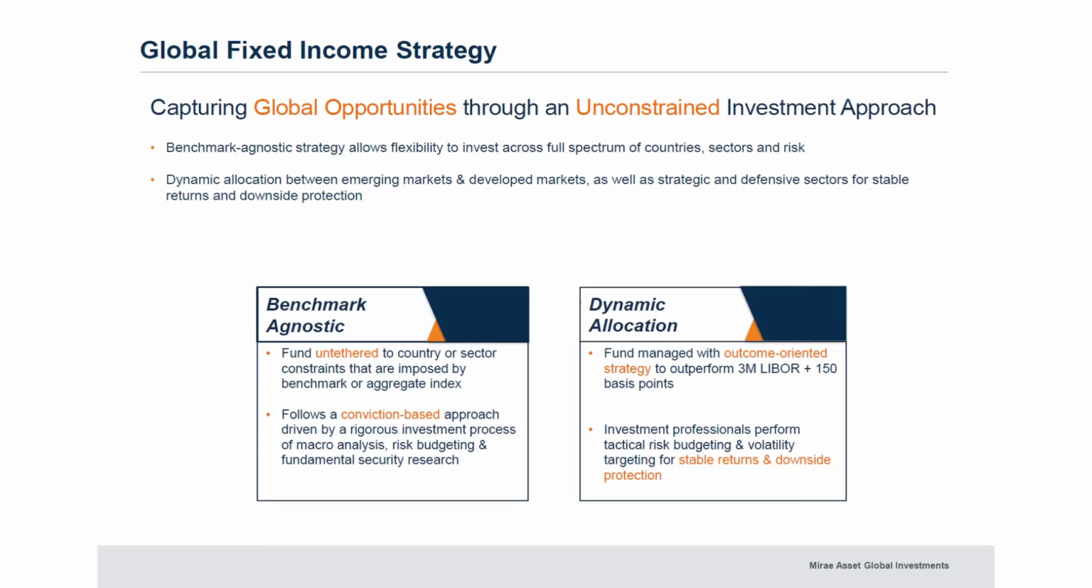The investment goal of this fund is seeking very stable return without any significant downside risk. In order to achieve such a risk return profile, we dynamically allocate between emerging markets and developed countries' fixed income markets, between defensive sectors and very stable sectors. And by doing that, we can achieve a stable return without any significant downside risk.